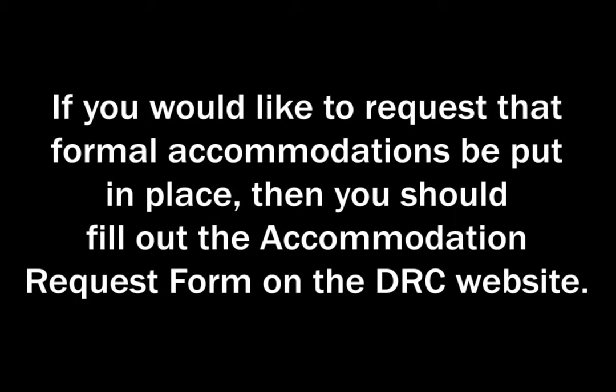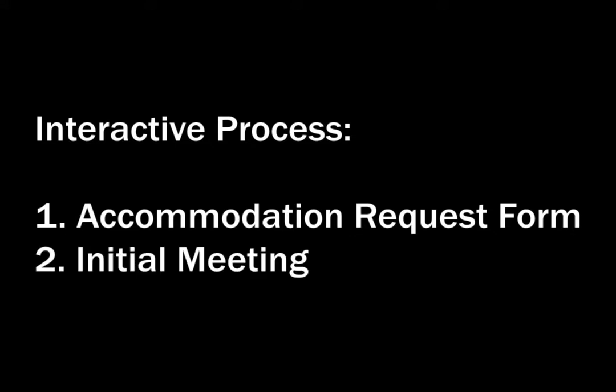If you would like to request that formal accommodations be put in place, then you should contact the DRC and fill out the accommodation request form, which is available on the DRC website. This can happen at any time while you are a student at Purdue. As an incoming freshman, we recommend getting in touch with us as soon as possible. There are two steps to the interactive process which this video will review: the accommodation request form and the initial meeting.